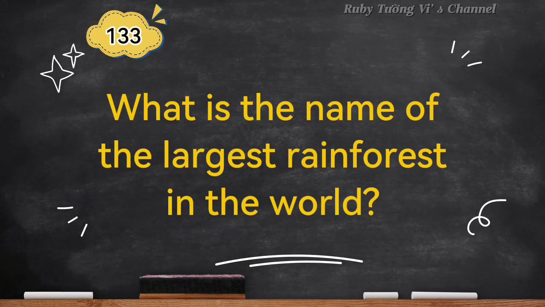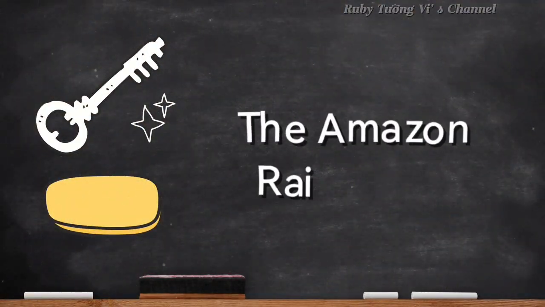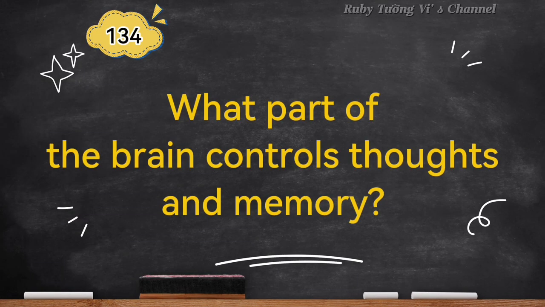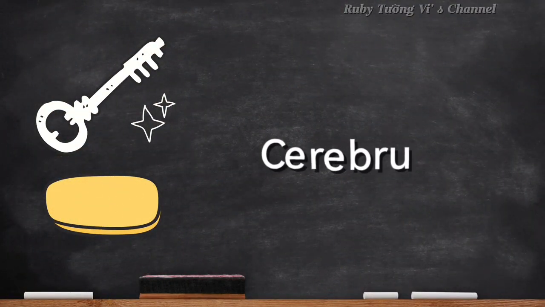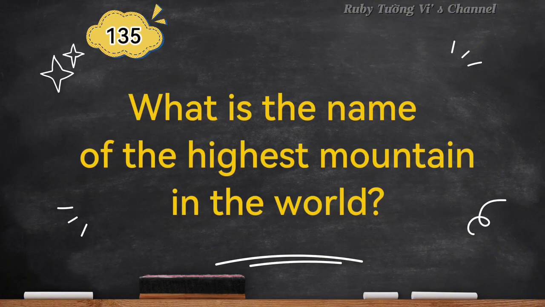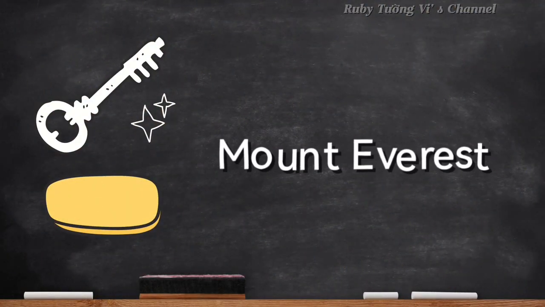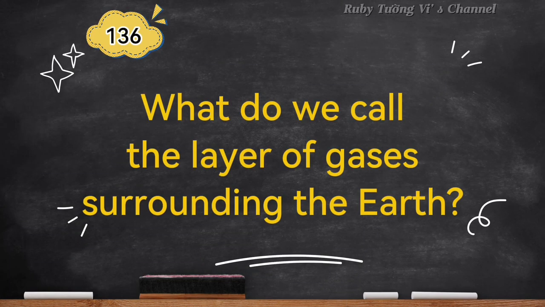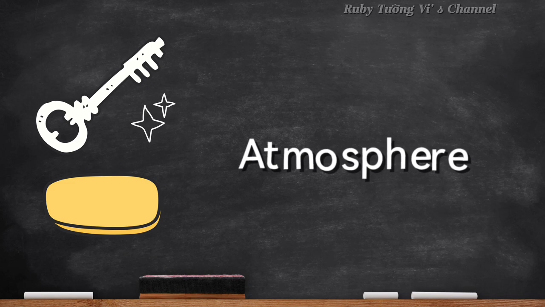What is the name of the largest rainforest in the world? The Amazon rainforest. What part of the brain controls thoughts and memory? Cerebrum. What is the name of the highest mountain in the world? Mount Everest. What do we call the layer of gases surrounding the Earth? Atmosphere.